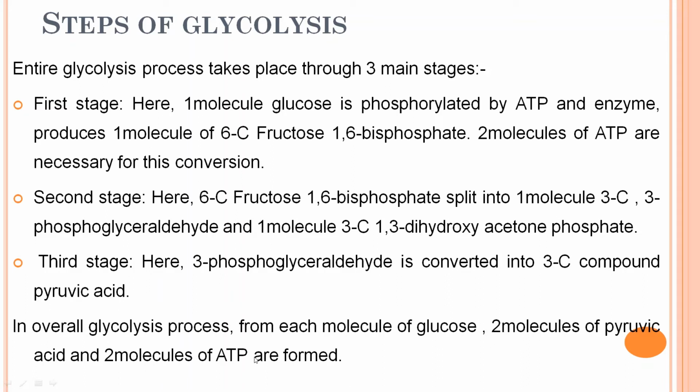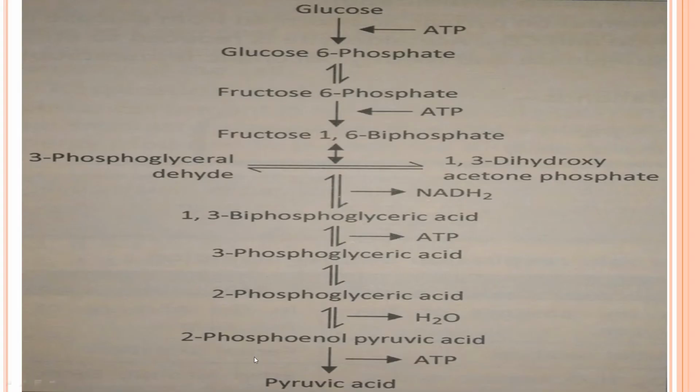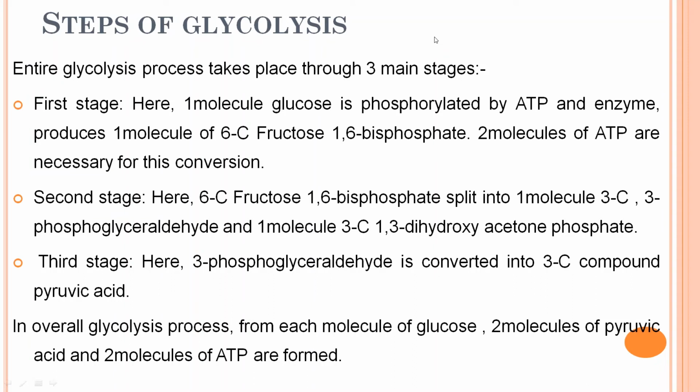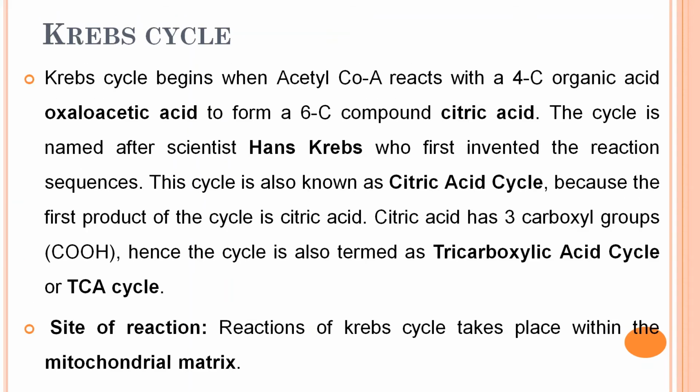and 2 molecules of ATP are formed. See, 2 molecules of pyruvic acid and 2 molecules of ATP are formed from glucose. Clear? That is the glycolysis process. Moving to the next process, the Krebs cycle.